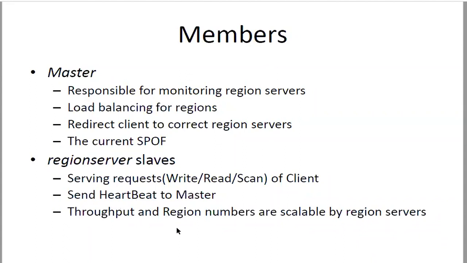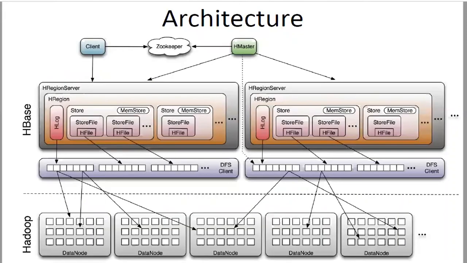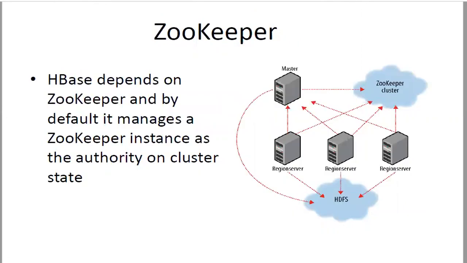And throughput and region numbers are scalable by region servers. The throughput is the maximum number of processes that you can complete, and scalable means how many clusters or processing units you can extend, so that you can decide on. These are the points we have to discuss about HBase, and we'll discuss Zookeeper also.